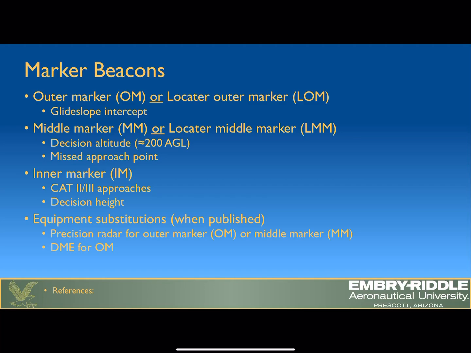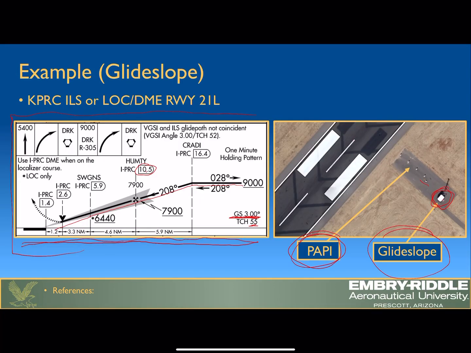Because remember, there's a lot of stuff going on. There's a lot of things that you are managing during an approach. If we go back a slide and you look, on our approach we have a lot of altitudes, right? We start at 9,000 and we hit a certain DME at 16.4. Now we start descending. At a certain point, we should hit 7,900. That's where we should intercept glide slope.